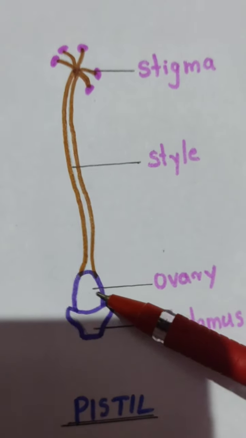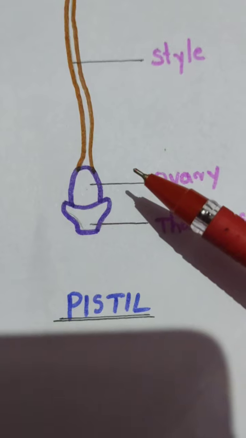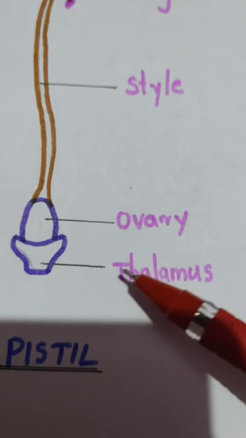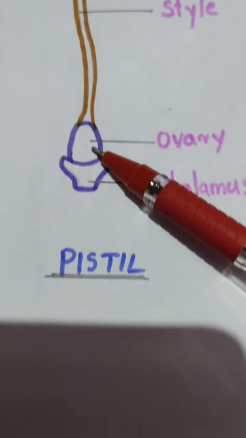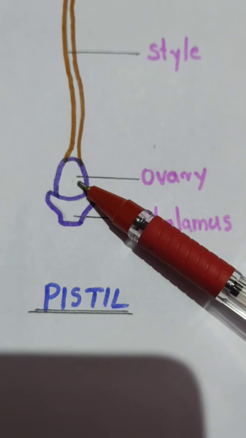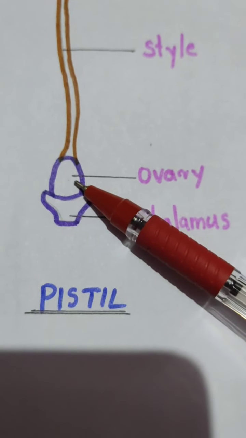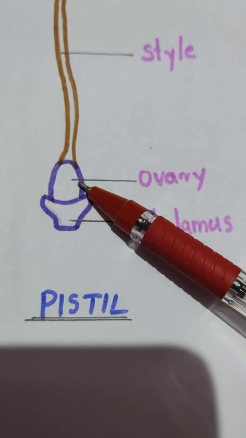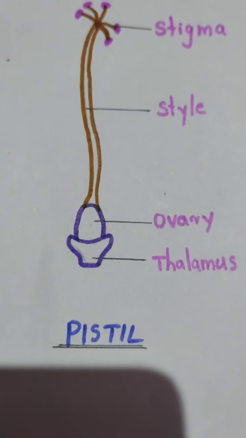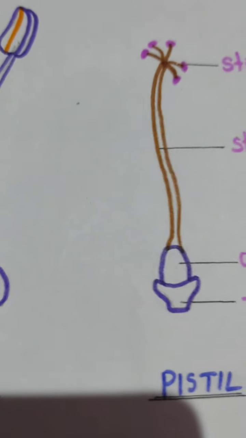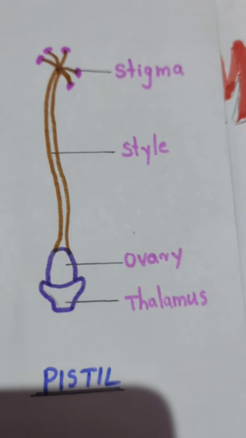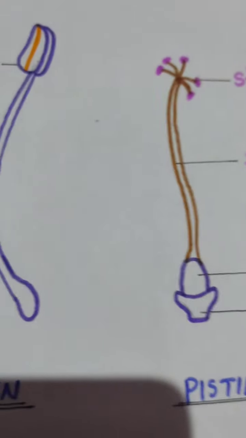Inside the ovary is the ovarian cavity or locule. The placenta is located inside it. Arising from the placenta are megasporangia or ovules. In wheat, paddy and mango, there is one ovule in an ovary. But in papaya and watermelon, there are many ovules in the ovary.